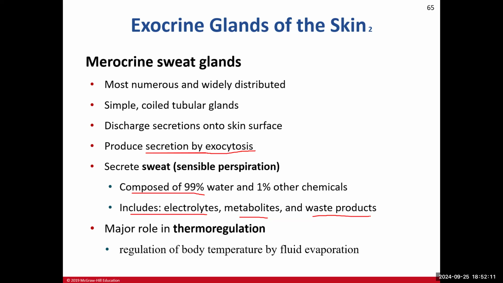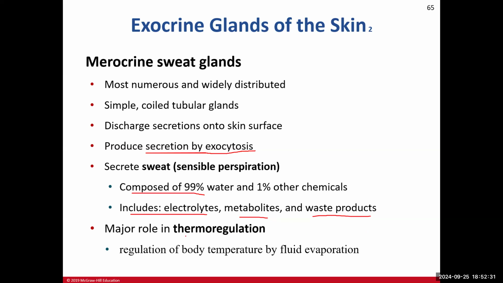Like us, we eat food, we digest it, we excrete it. Our cells do the same thing with nutrients, right? They ingest it, digest it, and then excrete it. And that waste product, like urea, for example, or some ammonium compound, right? Well, all of these will be found in the merocrine sweat glands here.